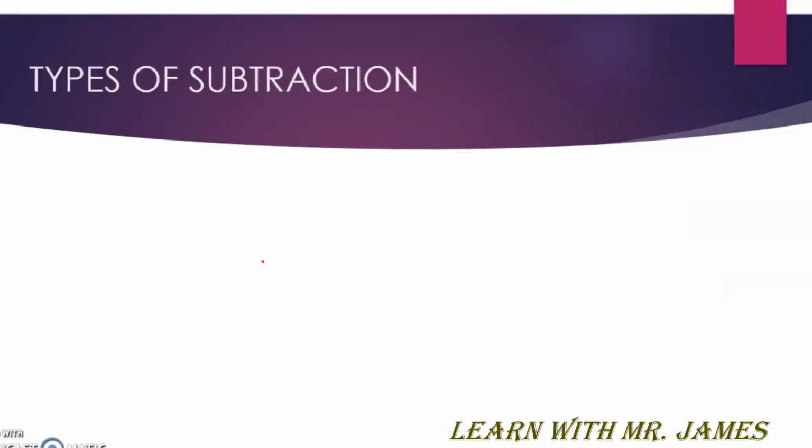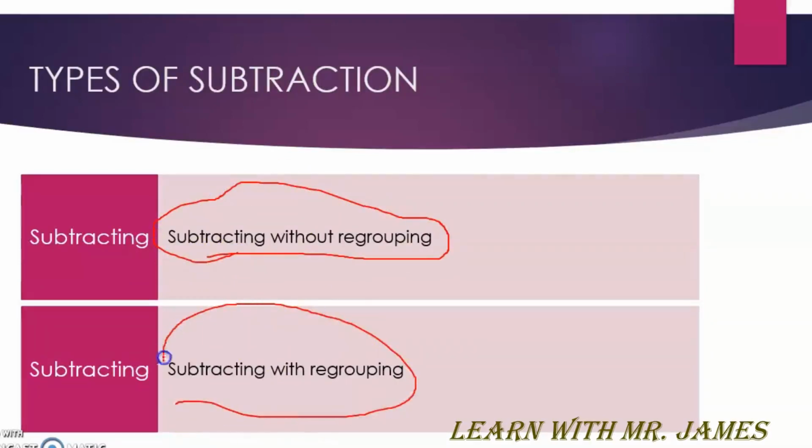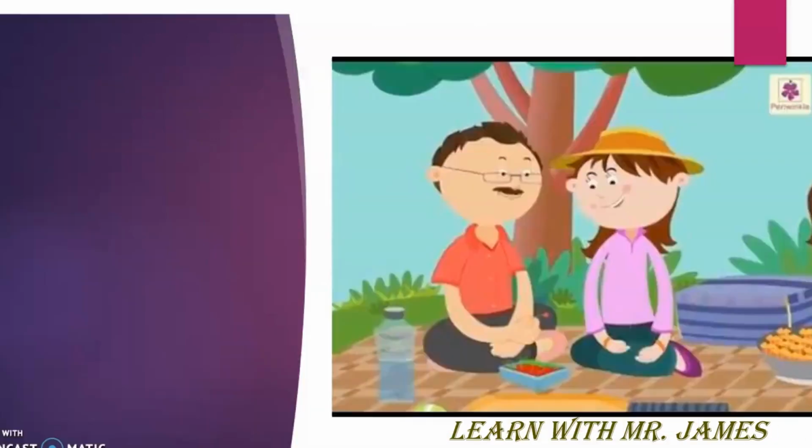Next we move to the types of subtractions. There are two types of subtraction. The first one is subtracting without regrouping. The next one is subtracting with regrouping. Regrouping, in other terms, we say borrowing. Yes, children. Subtracting without borrowing, subtracting with borrowing. Let's see with an example.